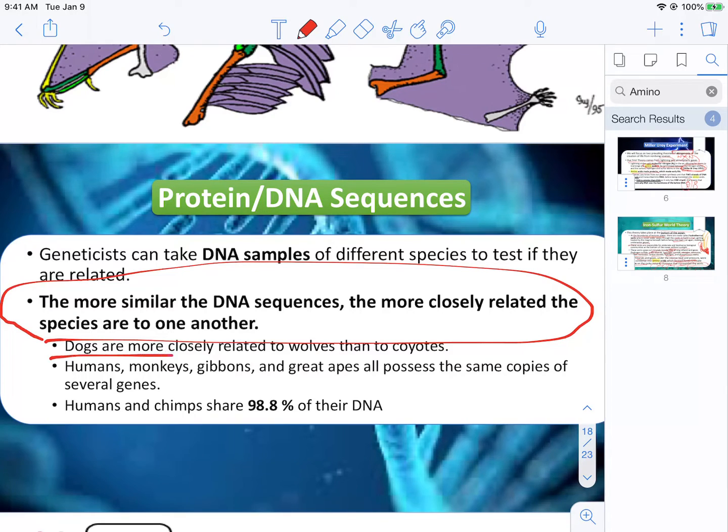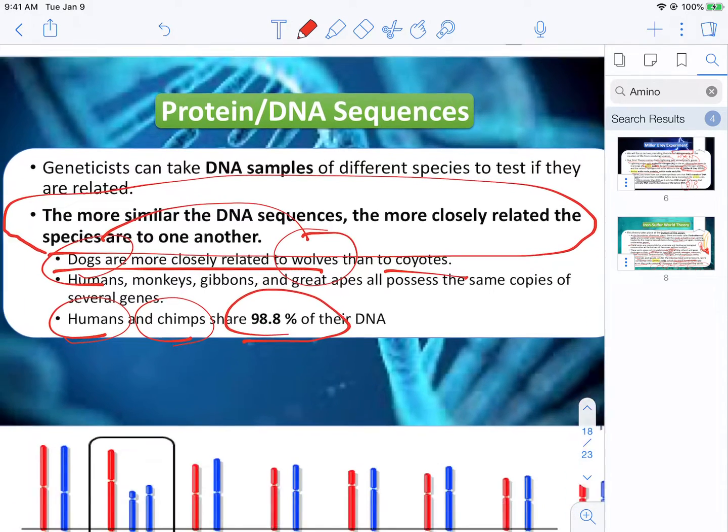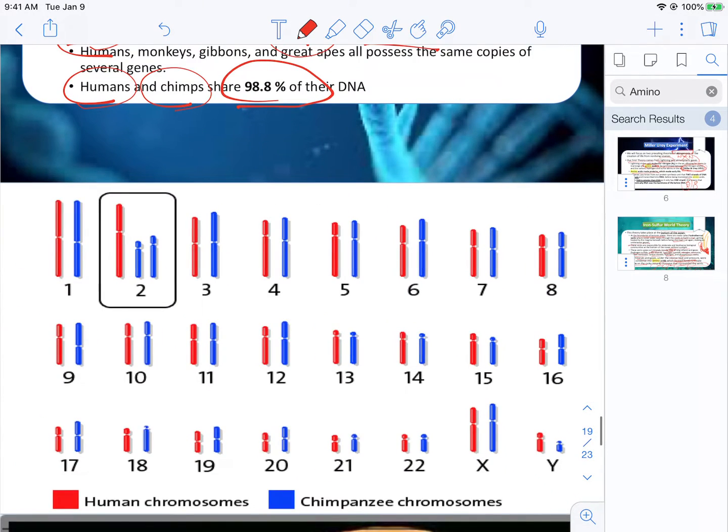So dogs are actually more closely related to wolves than to coyotes. Why? Because dogs share more DNA with wolves than coyotes do. And in fact, humans and chimps actually share 98.8% of their DNA. So here's what it looks like on the chromosome level.